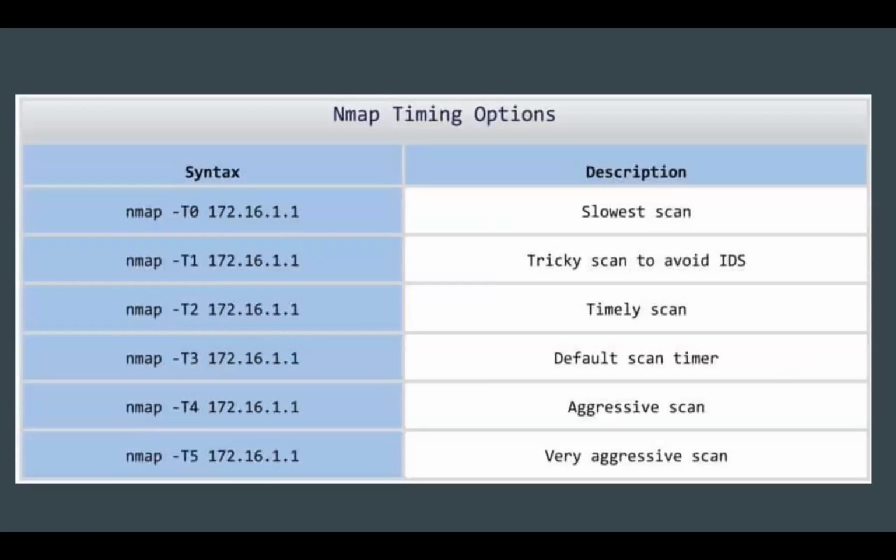There's also timing options. Nmap takes a long time to run for specific IPs, and so you have different timing options. There's T0 all the way to T5. T5 is meant for if you have a very fast network and you don't have any firewalls on the network that will trigger and shoot the program down.